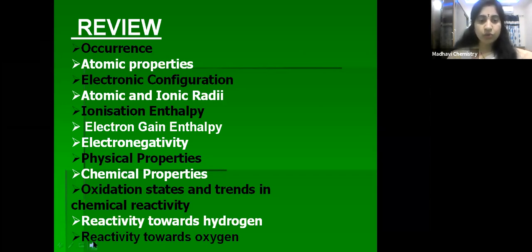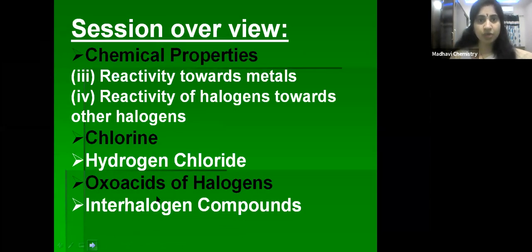So now, in today's session, we are going to cover these subtopics. Chemical properties, some more chemical properties. Already we have seen reaction with hydrogen and reaction with oxygen. And today we are going to discuss reactivity towards metals and reactivity of halogens towards other halogens. So it means they can form interhalogen compounds, as ma'am said.